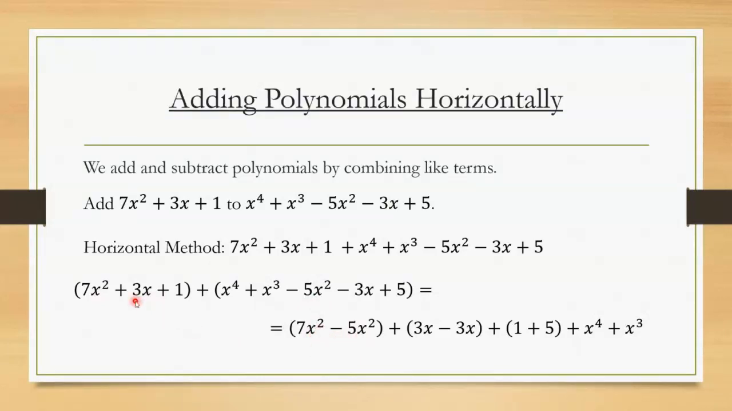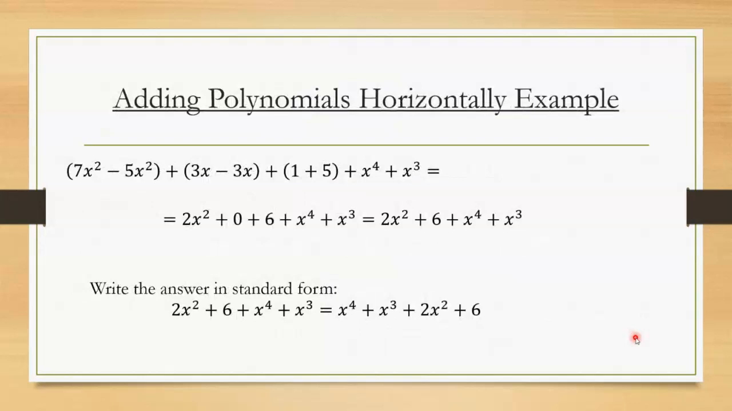3x. What's the other like term of 3x? Well, yeah, minus 3x. Those we're going to combine. 1 and 5, those are like terms. We have them here. x to the 4 is the only term of degree 4, so we leave it alone. x cubed is the only term of degree 3. In other words, there's no other term that x to the 3rd is a like term with, so we leave it alone. Okay, that's good.